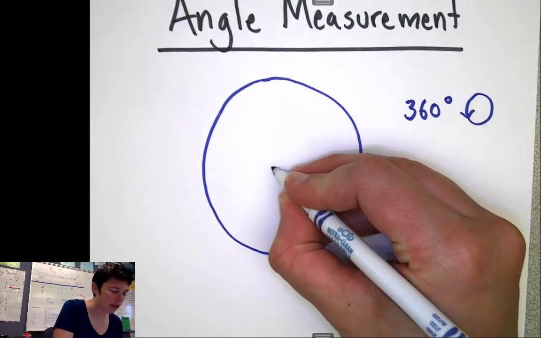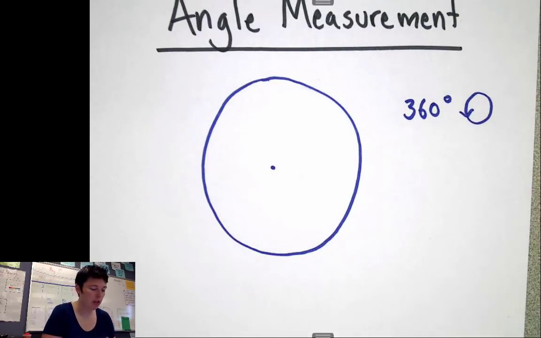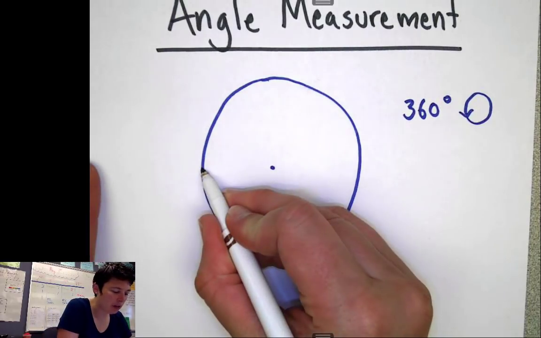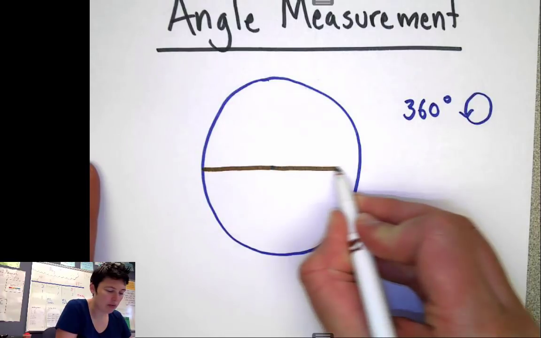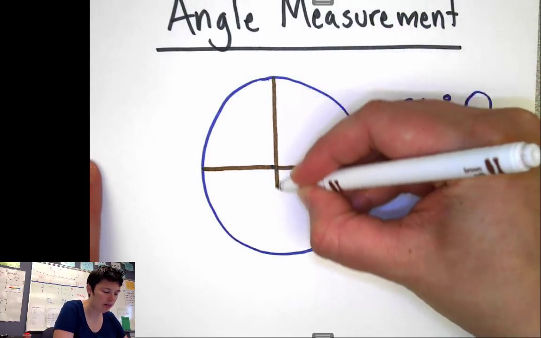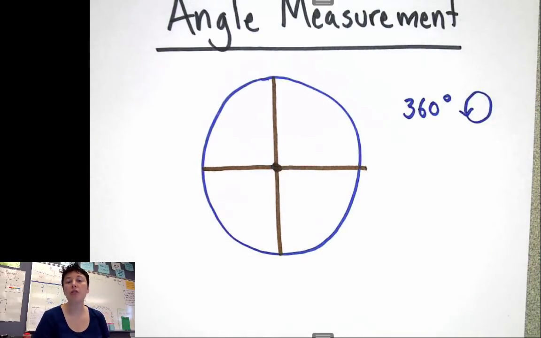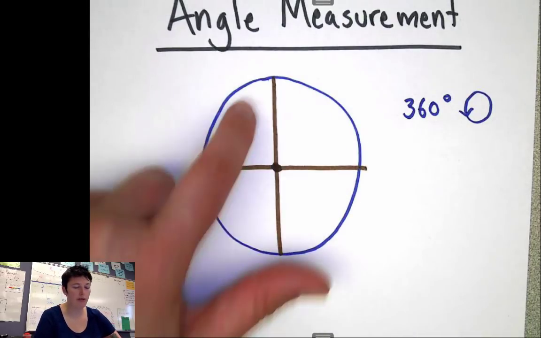Let's go to the center of our circle, and let's divide it up into parts. I'm going to draw a line that goes all the way across through the center and all the way down through the center. Okay, so now my circle has been divided into what we call quadrants. There are 4 parts, 1, 2, 3, 4.